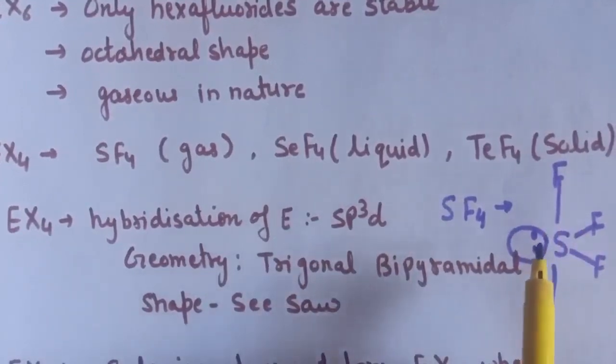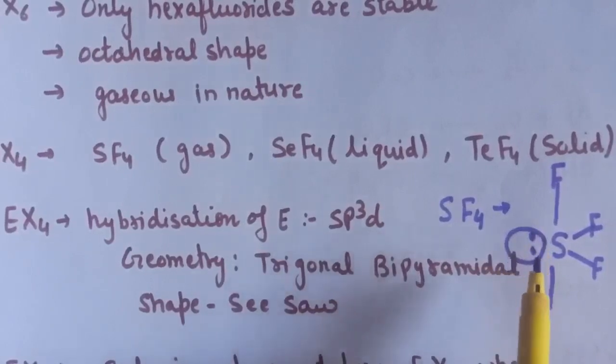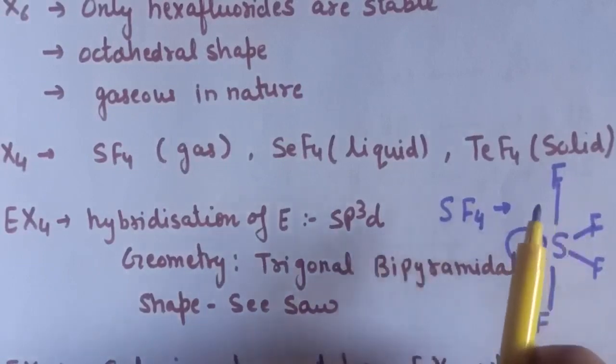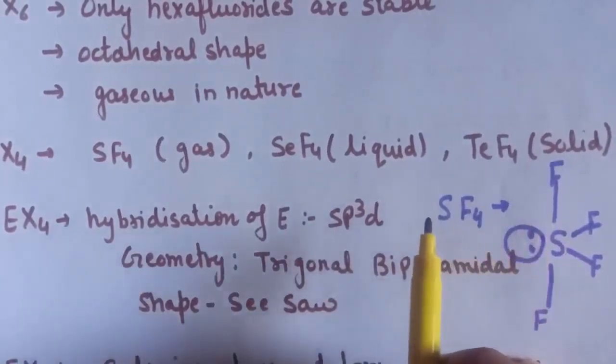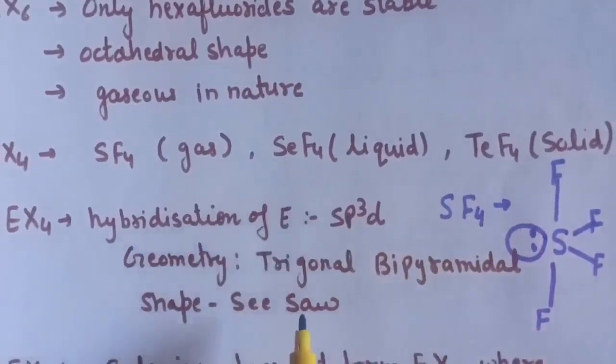So when we have a lone pair of electrons, we will place the lone pair on the equatorial position to minimize repulsion. So this is the seesaw shape when we have 4 bond pairs and 1 lone pair of electrons in sp3d, then the shape is seesaw.